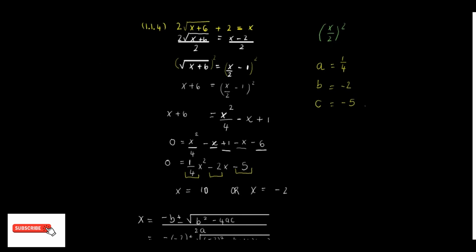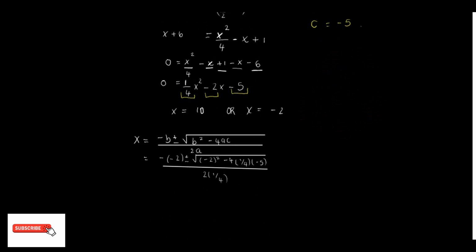Okay, so we said that our a is equal to a quarter, our b is negative 2, and our c is negative 5. And when we substitute these values into our quadratic formula, we found that our value of x is equal to 10, or x is equal to negative 2.